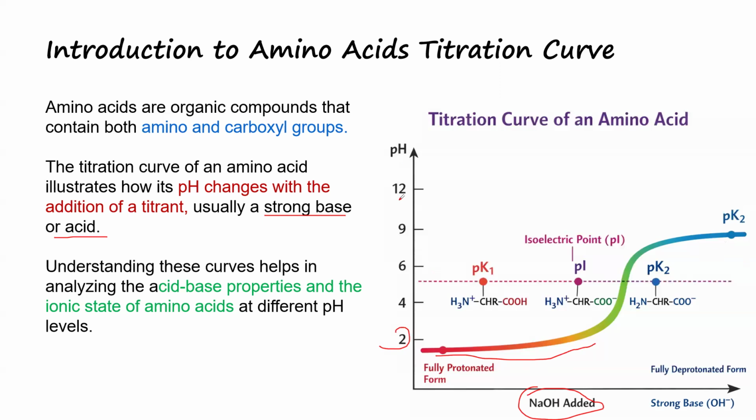titration curve. So very importantly, understanding these curves helps in analyzing the acid-base properties and the ionic state of amino acids at different pH levels. So that's why it is very important to understand this titration curve. And the titration curve is made up of pH changes with addition of either a strong acid or a strong base. So that is the titration curve of an amino acid.